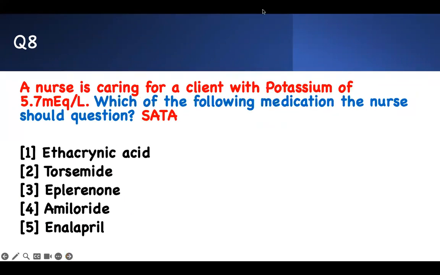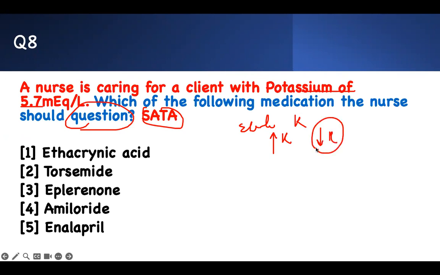Next question, number 8. Select and apply. Which of the following medications should the nurse question? I need to question it. Think about this question. It's a little bit hard. A nurse is caring for a client with potassium of 5.7. Rewrite the question. I have elevated potassium. Do I want to increase potassium or do I want to decrease it? I want to decrease it.